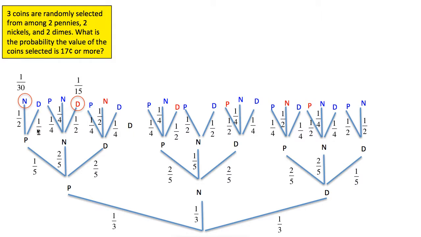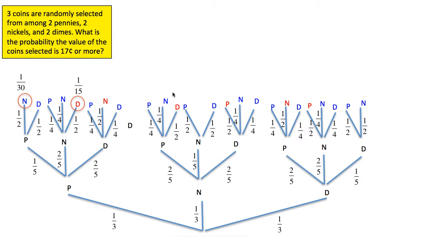Those probabilities are 1/2. If the first coin is a penny and the second coin is a nickel, then we're left with 1 penny and 1 nickel among the 4 remaining coins, 2 dimes, so that's 2 chances in 4, probability 1/2. The third coin would be a dime. Similarly, if the first coin is a penny and the second coin is a dime, we're left with 1 penny and 1 dime, which accounts for these 1 chances in 4. 2 nickels, 2 chances in 4, probability 1/2 that the third coin would be a nickel.